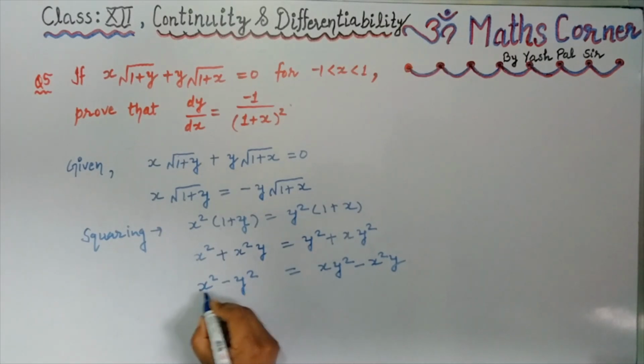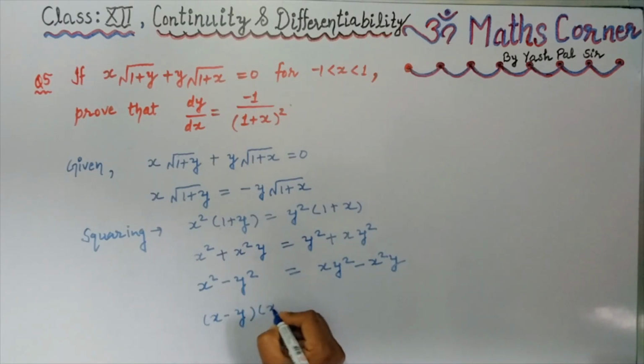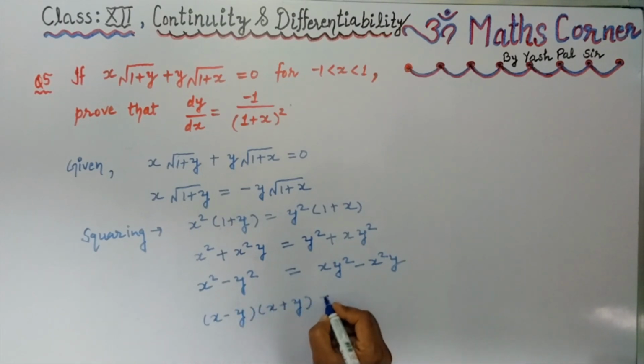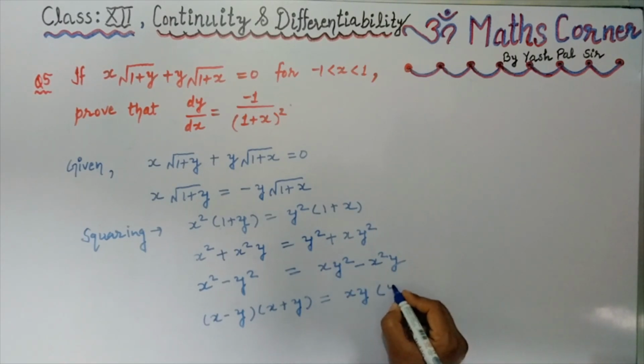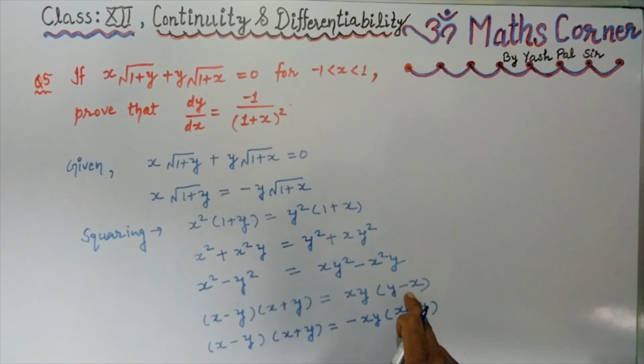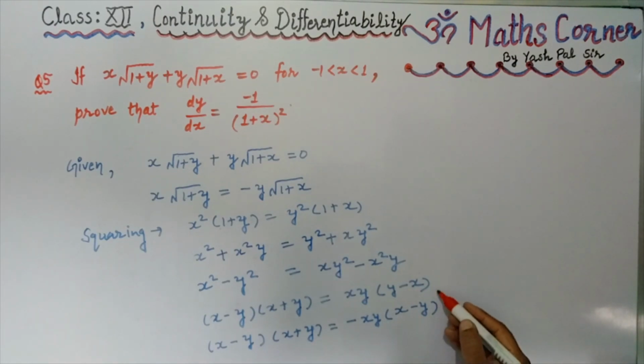Now a square minus b square factorization gives (x minus y) into (x plus y). Similarly, on the right hand side we take x into y common, so we are left with y minus x. Moreover, we can write this by taking the minus sign outside, so this becomes x minus y in place of y minus x. Now by doing this, x minus y is common, so these two terms are cancelled.